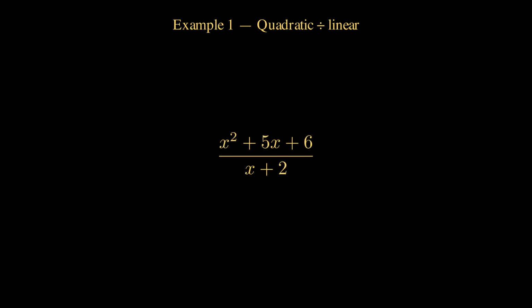We will work through 3 levels: a quick quadratic, a full cubic, and a problem where you must insert zero placeholders for missing powers. Example 1, easy. Divide x squared plus 5x plus 6 by x plus 2.